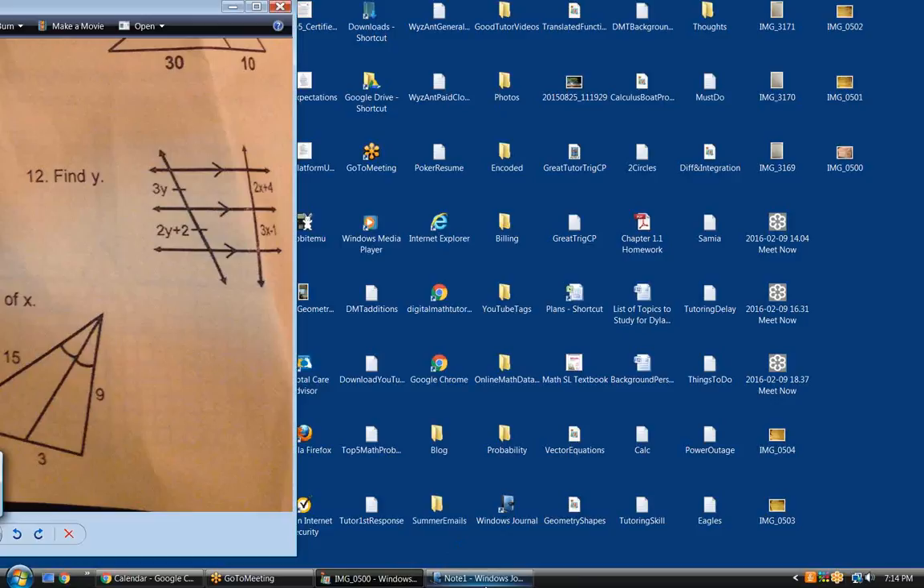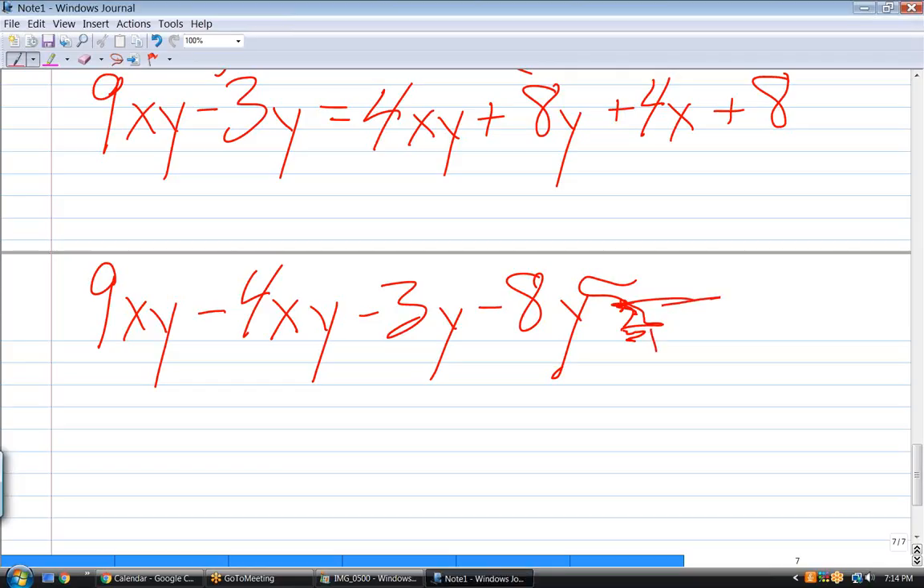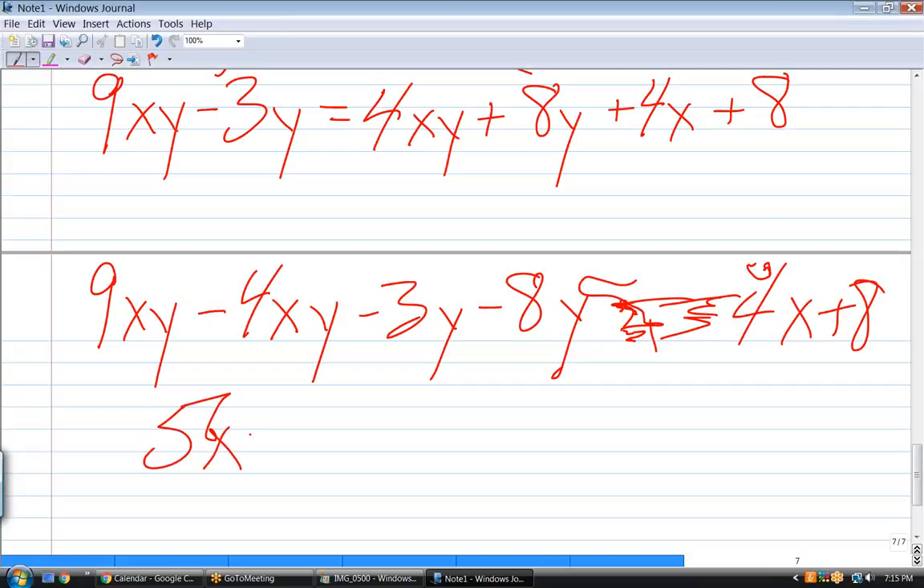Hold on. What's that equal to? Would it be 4x plus 8? Yeah. Now simplify the left. What's 9xy minus 4xy? Those are apples, both of them. Would it be 5xy? Keep going.